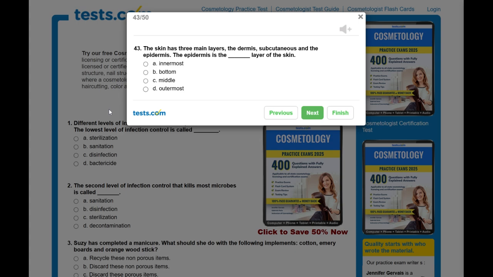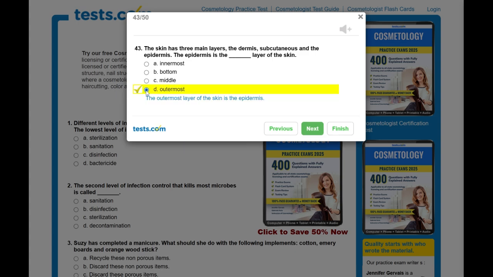Question 43. The skin has 3 main layers: the dermis, subcutaneous, and the epidermis. The epidermis is the blank layer of the skin. A. Innermost. B. Bottom. C. Middle. D. Outermost. D. Outermost. The outermost layer of the skin is the epidermis.